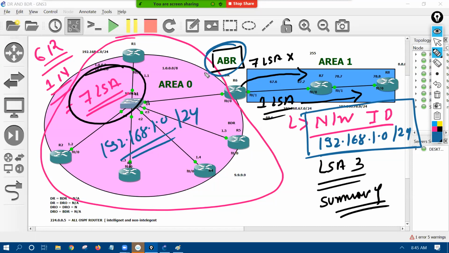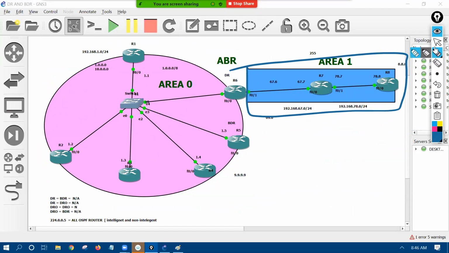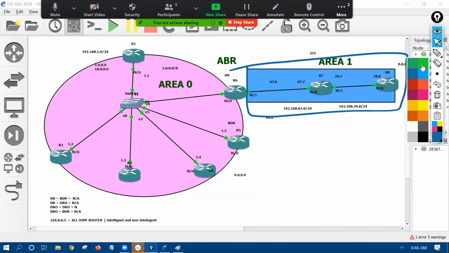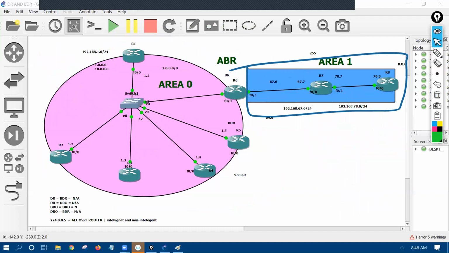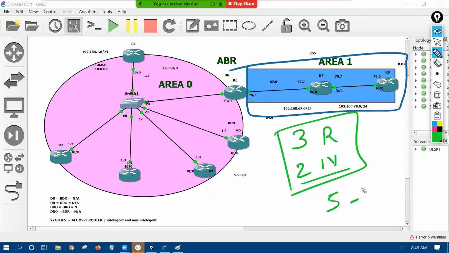Right? What about this guy now? How many LSA will be there in this area number one, tell me. How many router and network LSA will be there? 3 and 2, right? Total 5. What I told you, the summary LSA, right? LSA 3 contains the information on network ID, right?